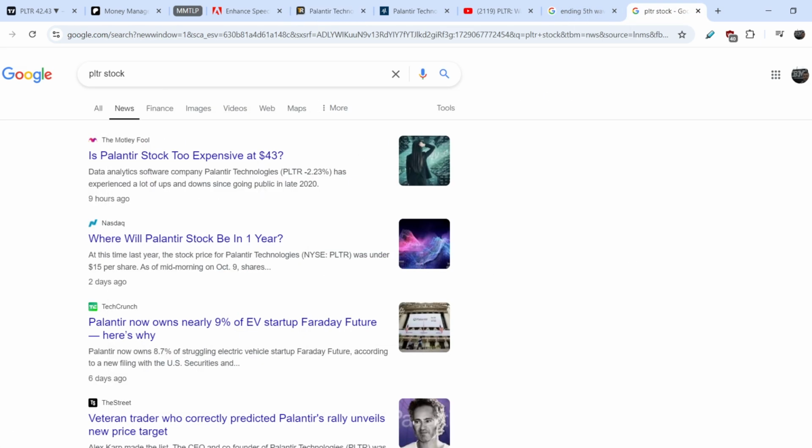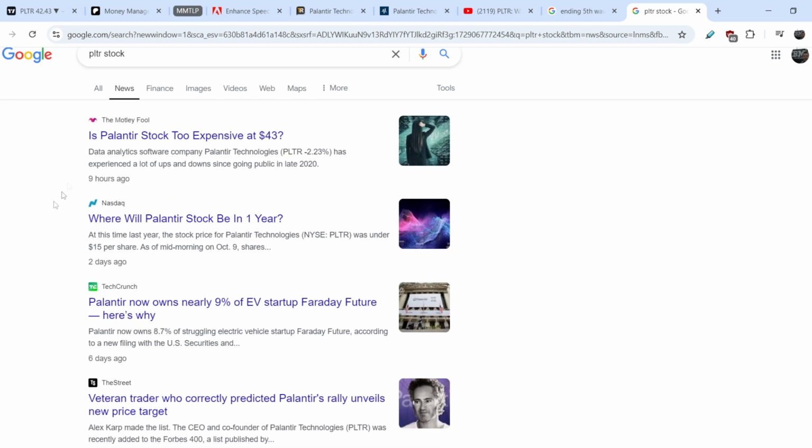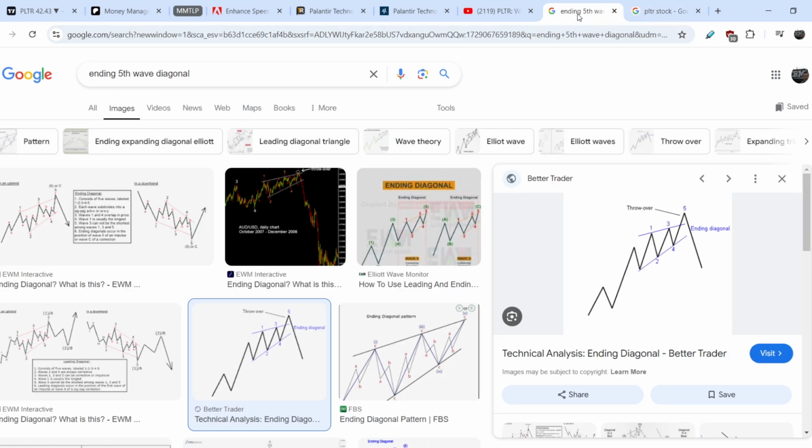On top of that, guys, if you take a look at the general sentiment for Palantir stock, if you type PLTR stock in the Google search bar and switch to the news tab, you will see some cautious news about its overbought condition. And that is why, guys, you have to be extremely cautious with your long position. On top of that, the ending fifth wave diagonal pattern is still in play, and let's continue with the technical analysis.